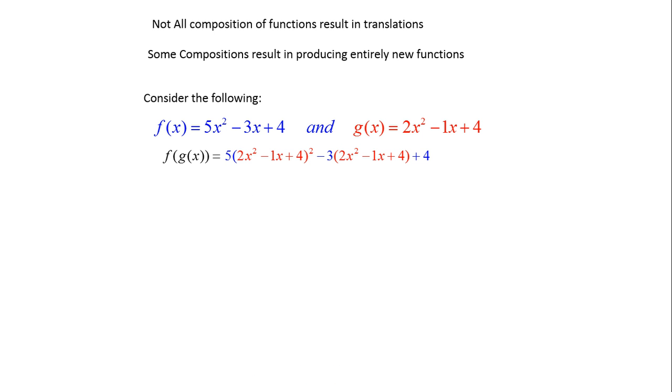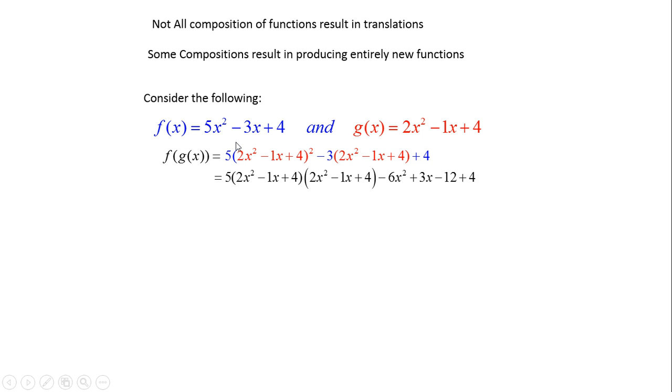So f of g of x, again trying to show the color scheme here. All x's in f are replaced with the function g, which is 2x squared minus 1x plus 4. So there you have it going in for x with the 3x. Here you have it going in with the x, which is going to be squared.